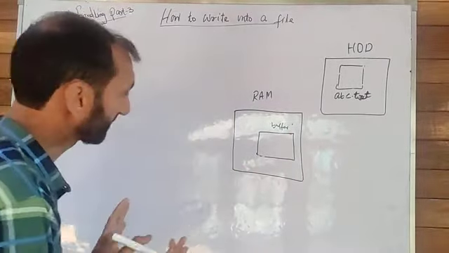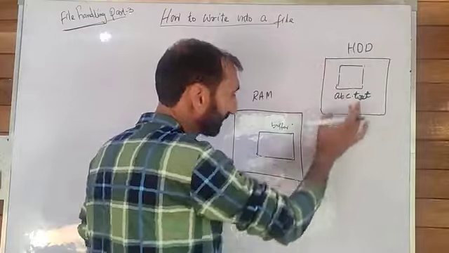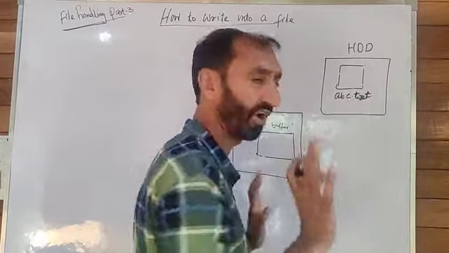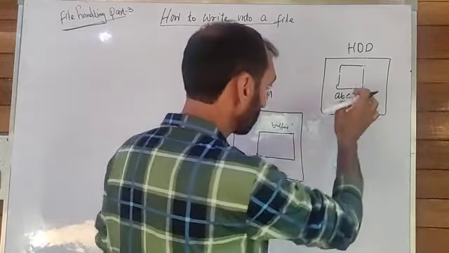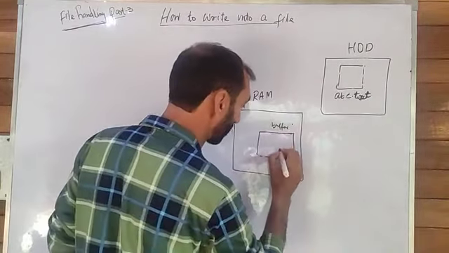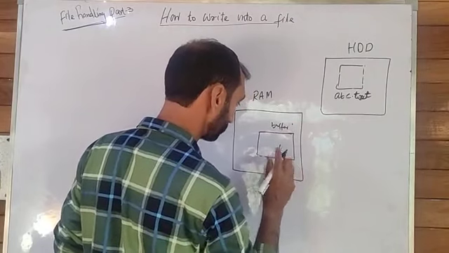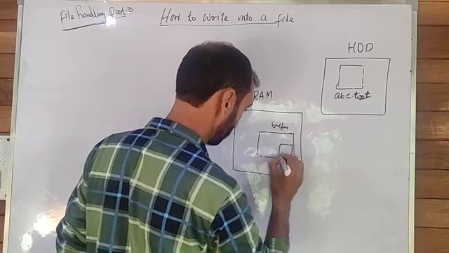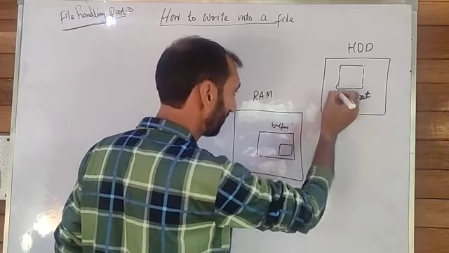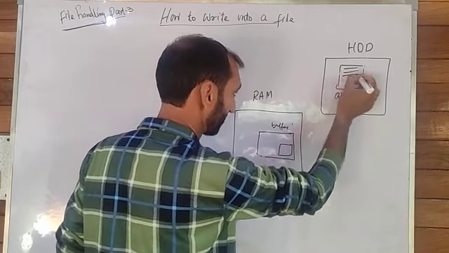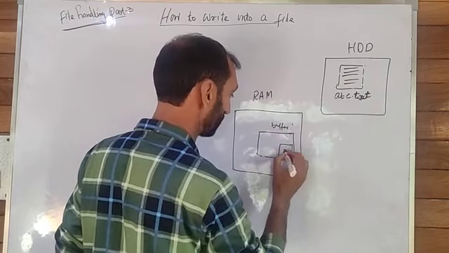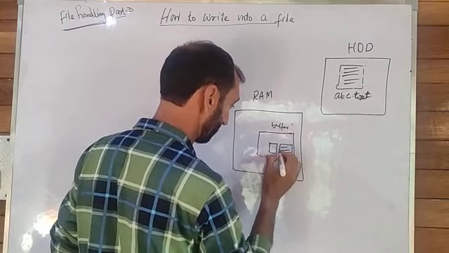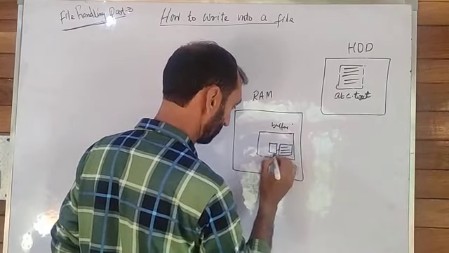Now, for example, we assume that the file is already present. We have already created the file abc.txt. Then first it is going to be loaded into the main memory. In fact, more precisely, the contents of this file are going to be loaded here. For example, these are the contents which are present in this file. They are going to be loaded here. And the object of that file is the file object.